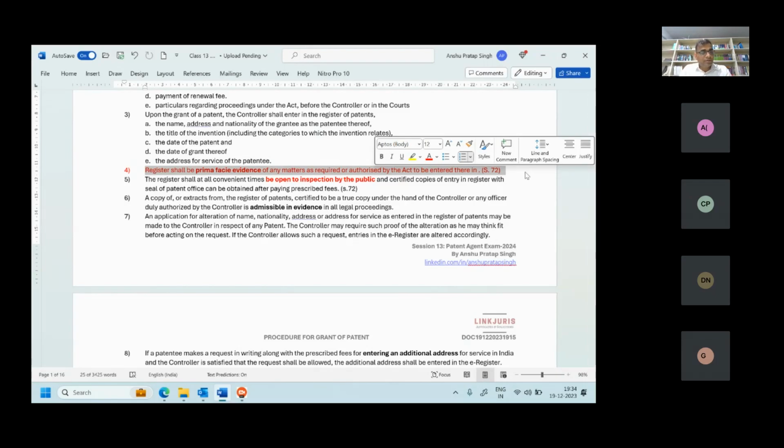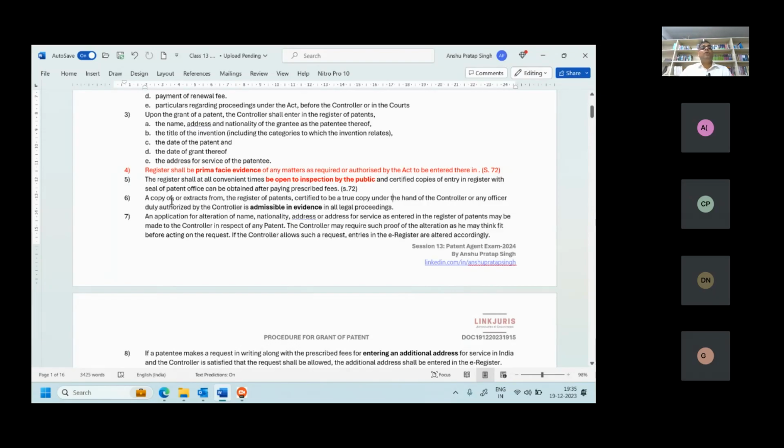You can get this as an MCQ, true and false question, or a 3 marker question in your paper. The register shall at all convenient times be open to inspection by the public, and certified copies of entries in the register, under the seal of the patent office, can be obtained after paying the prescribed fee. So it is open for inspection means you can inspect it. If you want a certified copy, you can always ask for certified copies after paying the prescribed fee.